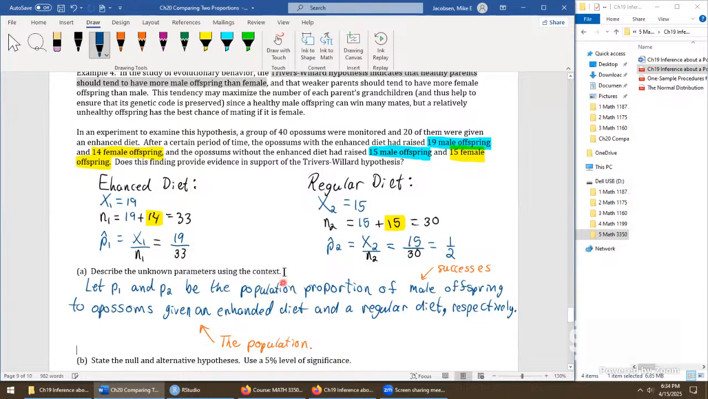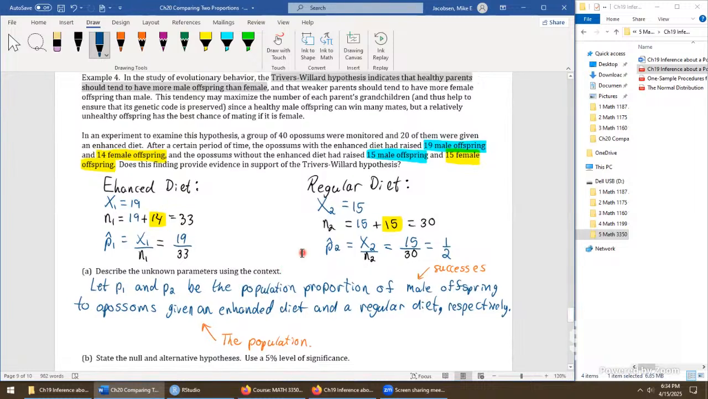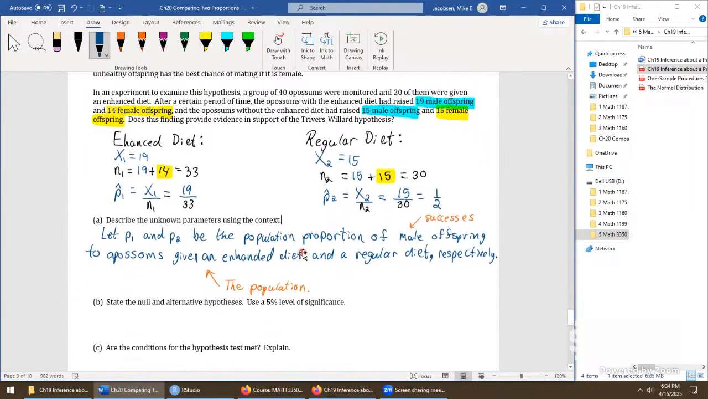And we've got it. That's the description of the parameters. Any questions about getting those nailed down so far? Okay, next bit is the null and alternative hypothesis.